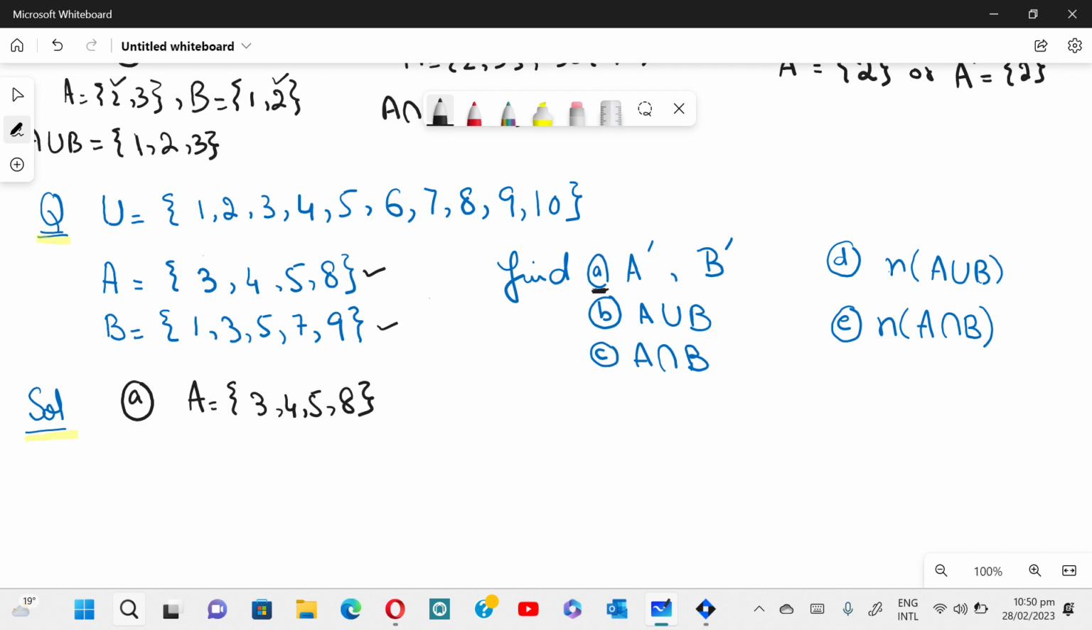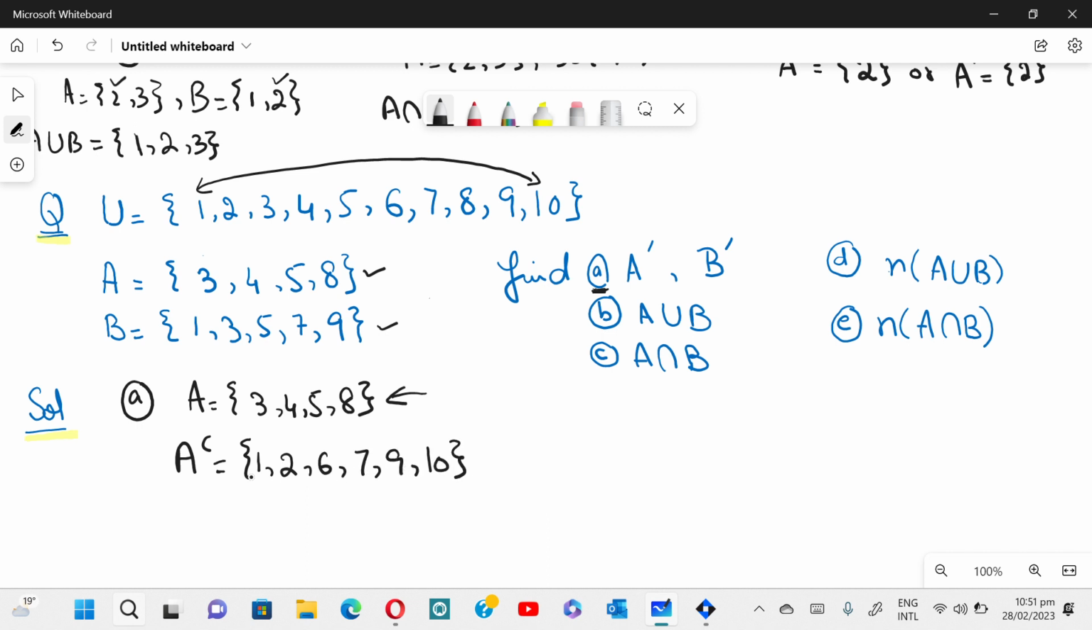Now, I know my range starts from 1 and goes till 10. So, if I have to take the A complement, I'm going to write all of those numbers which are not in that set A. So, 1 is missing, 2 is missing, 6 is missing, 7 is not here, as well as 9 and 10. So this is my complement, and you can see all of these numbers are not in set A.